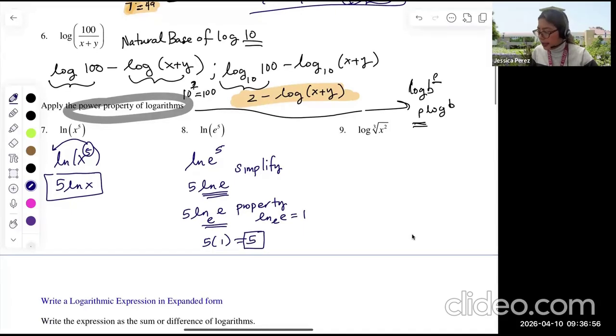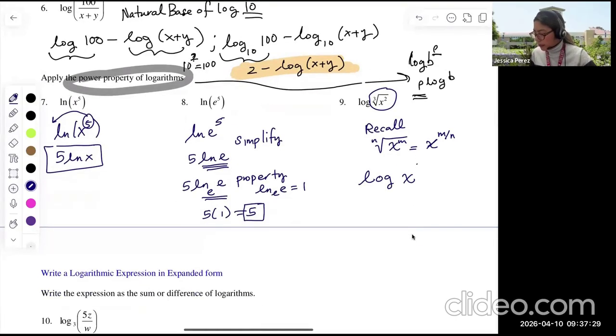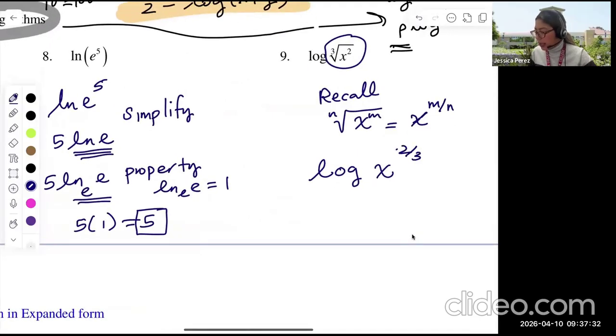Now, question number 9. See how we don't see an actual exponent, but we can convert it. Recall the property of exponents: if we have a root, x to the m over n. So I'm going to change it. I have log of x to the 2 over 3. Now that I rewrote it as an exponent, I'm able to bring it to the front as 2/3 log of x.